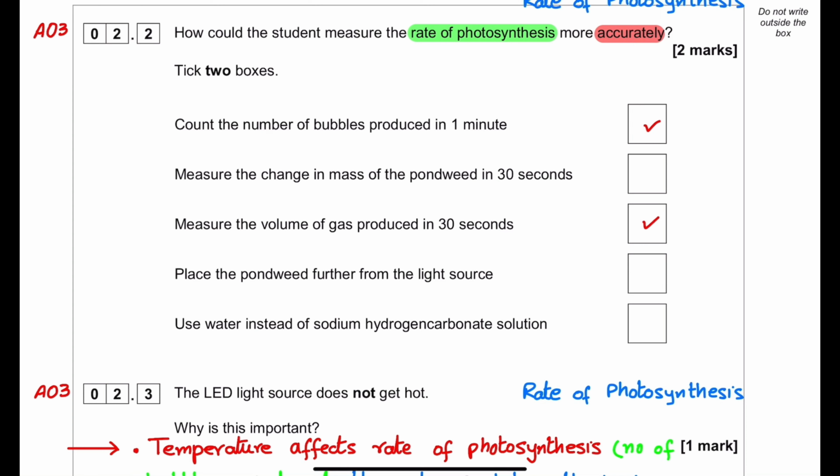Because we can't measure the change in mass. There is no point to put the pondweed apparatus further from the light source. If we are now using water instead of sodium hydrogen carbonate, the plant is unable to take carbon dioxide and photosynthesis will stop. So these are the two ways we can make the rate of photosynthesis more accurate.